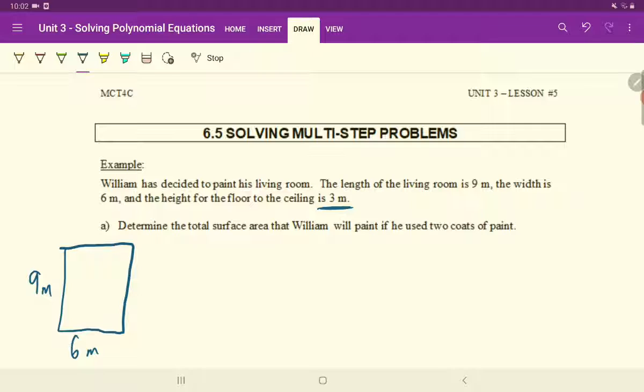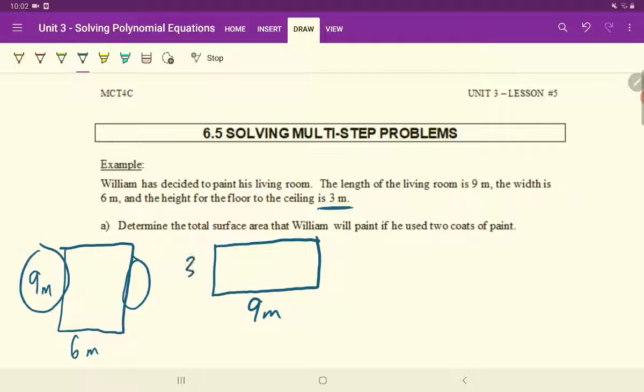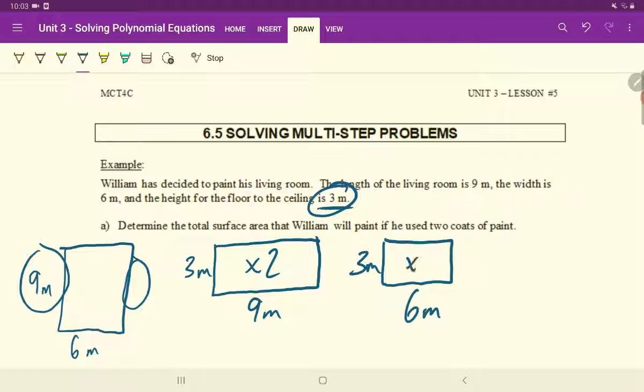So we are going to have two 9-meter walls. We're going to have two walls that are, I'm going to draw their heights, 9 meters by 3-meter height. Don't forget that that's our height from floor to ceiling. There's going to be times 2 of these. And then there's going to be two 6-meter by 3-meter walls. So there'll be 2 of those as well.